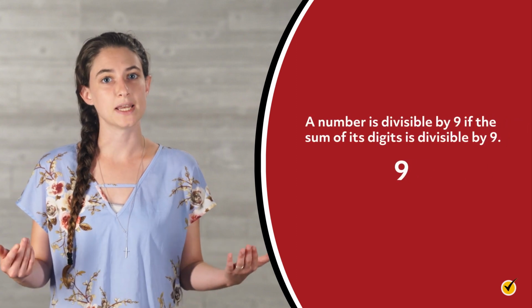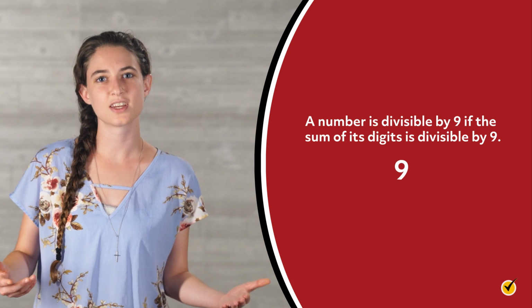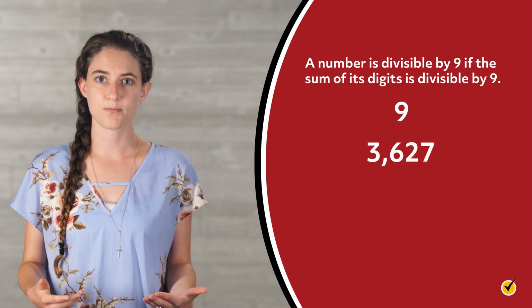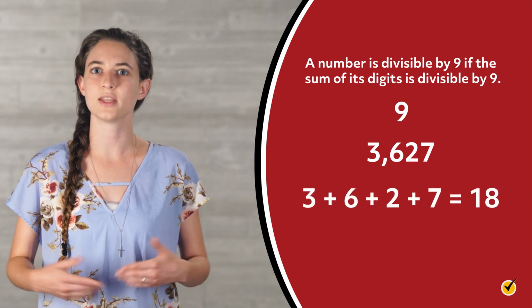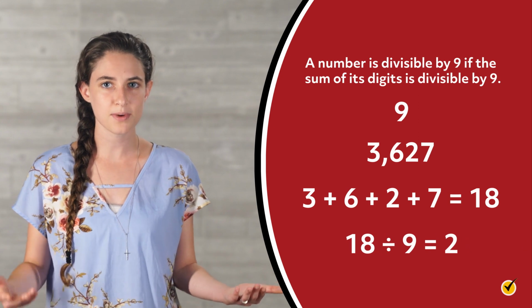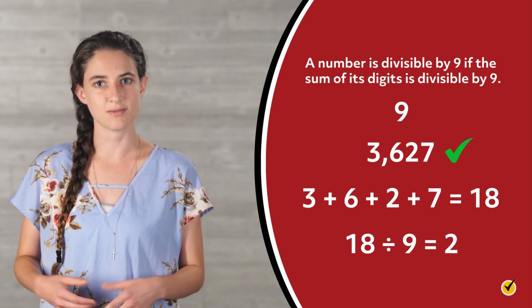A number is divisible by 9 if the sum of its digits is divisible by 9. Let's take a look at the number 3,627. First, add the digits together. 3 plus 6 plus 2 plus 7 equals 18. Then divide 18 by 9. 18 divided by 9 equals 2, so 3,627 is divisible by 9.